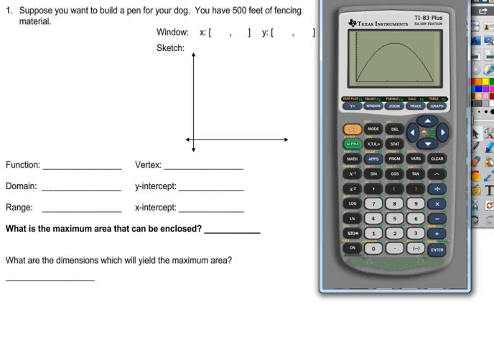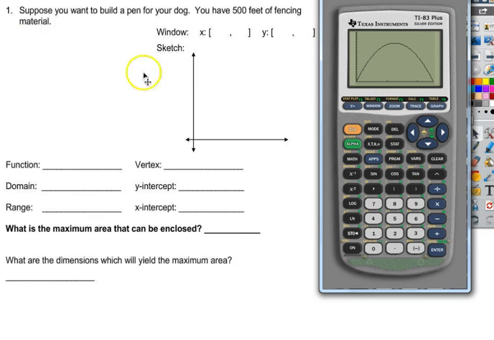All right, today we're going to be going over notes number 19, which is more quadratic word problems using the calculator to help us to solve our problem. First problem says that suppose you want to build a pen for your dog and you have 500 feet of fencing material. Okay, what is the maximum area that can be enclosed?